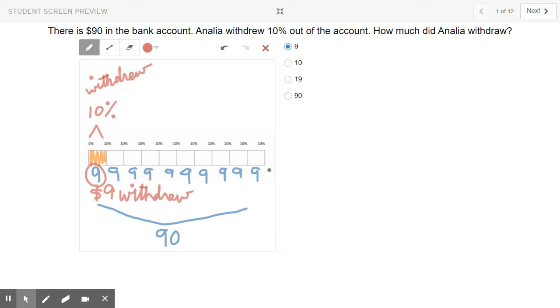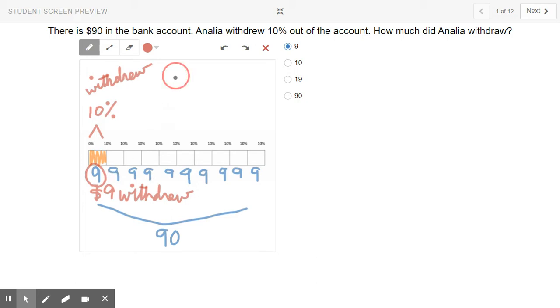And if you look, we could count 10, 20, 30, 40, 50, 60, 70, 80, 90, 100% is the whole box. There are 10 boxes. So 90 divided by 10 is 9. So each box equals 9. And what that means is 10% of 90 is 9.